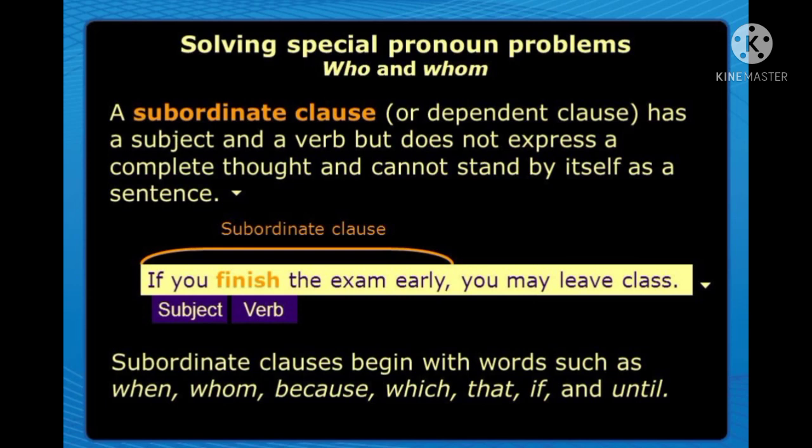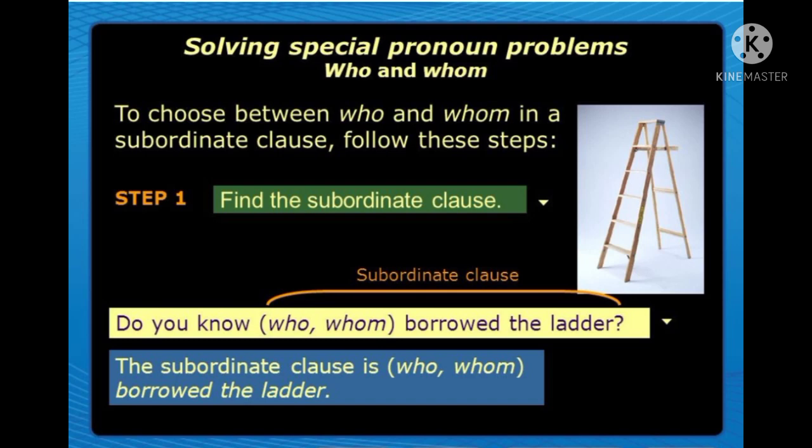Example: If you finish the exam early, you may leave class. Subordinate clauses begin with words such as when, whom, because, which, that, if, and until. To choose between who and whom in a subordinate clause, follow these steps. Step 1, find the subordinate clause. Example: Do you know whom borrowed the ladder? The subordinate clause is whom borrowed the ladder.